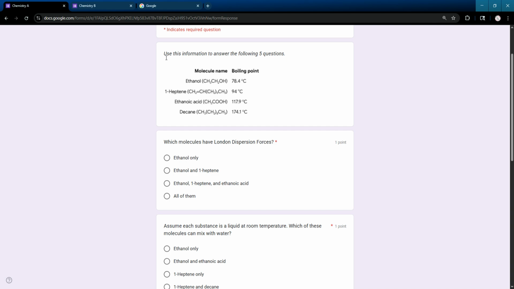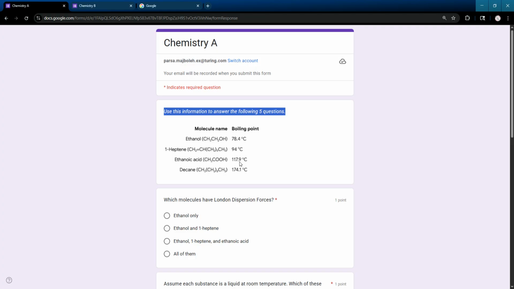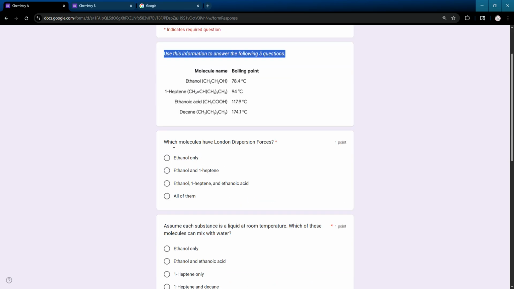Okay. Use this information to answer the following 5 questions. So that's the molecule names, boiling point. I wish I could go back. I remember there was the highest boiling point, which that would be decane. Interesting. Which molecule has London dispersion forces? I wonder what London dispersion forces mean.